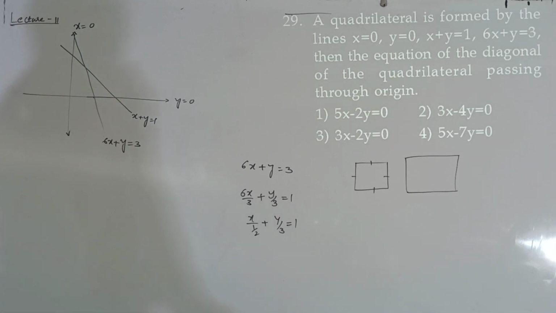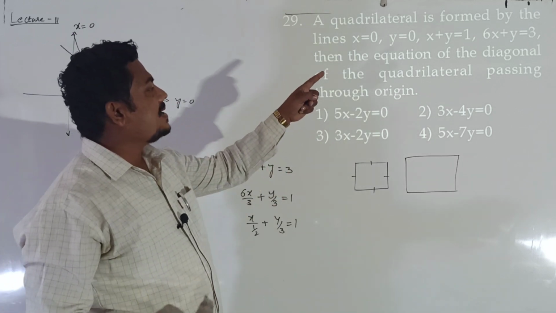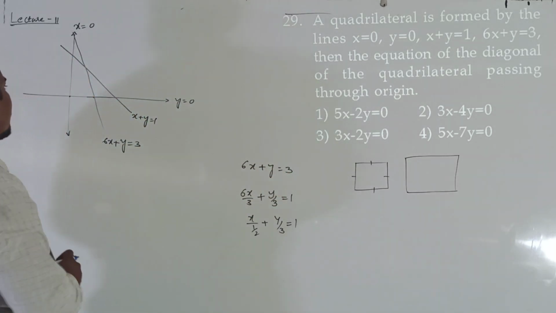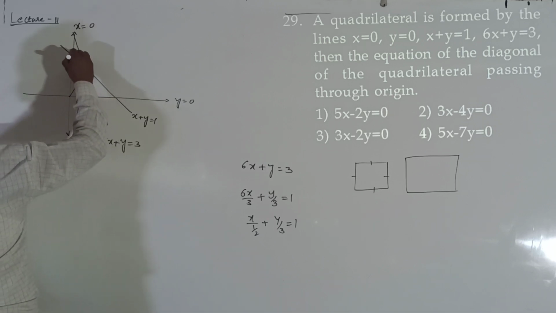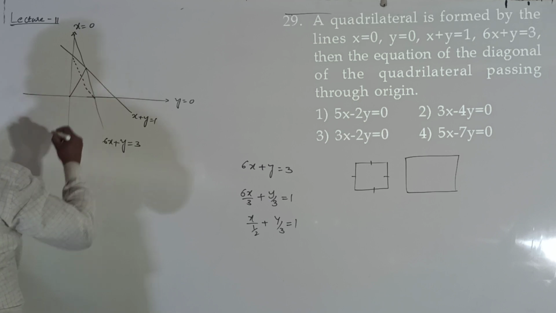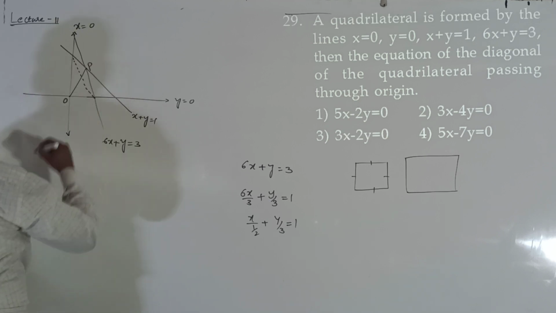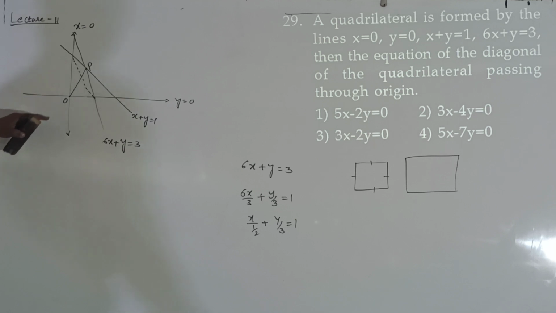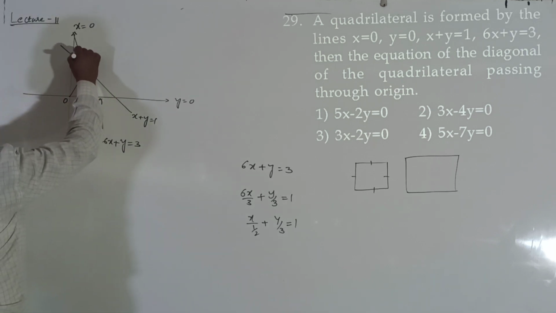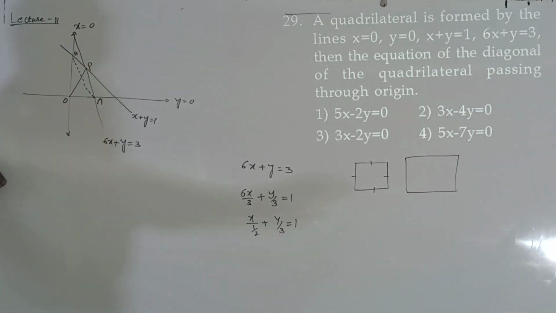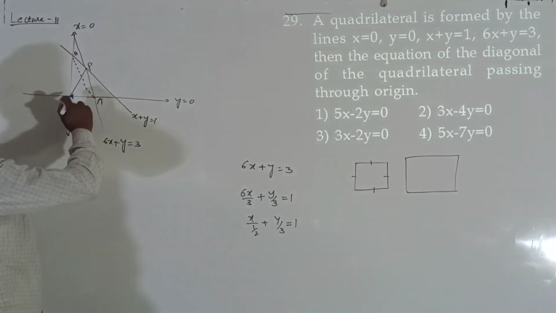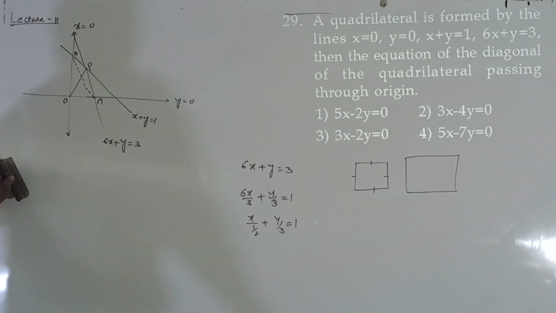Now, the diagonal of the quadrilateral passing through the origin. This is one diagonal and this is another diagonal. We need to find the equation of this OP. It is one quadrilateral; suppose O, A and B, so OAPB is a quadrilateral. In that, find the equation of the diagonal of the quadrilateral passing through the origin. We have to find the equation of OP.